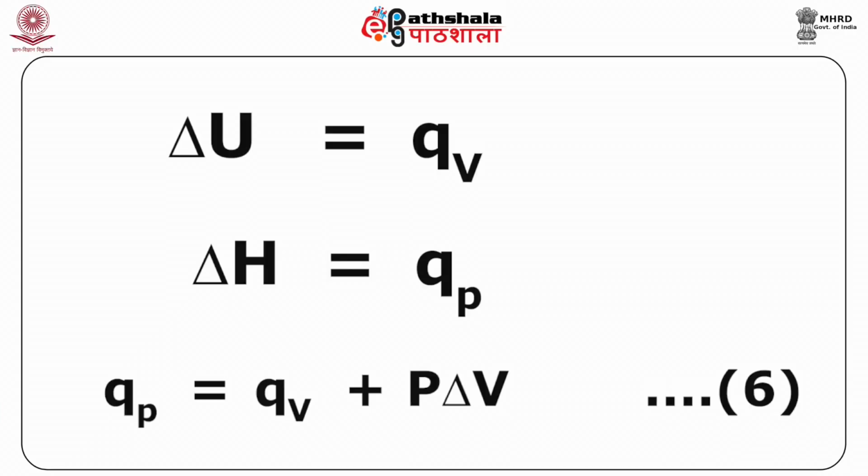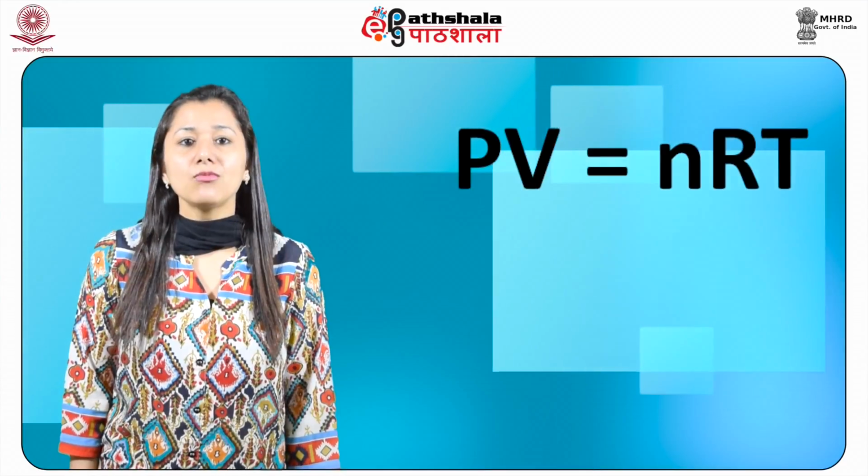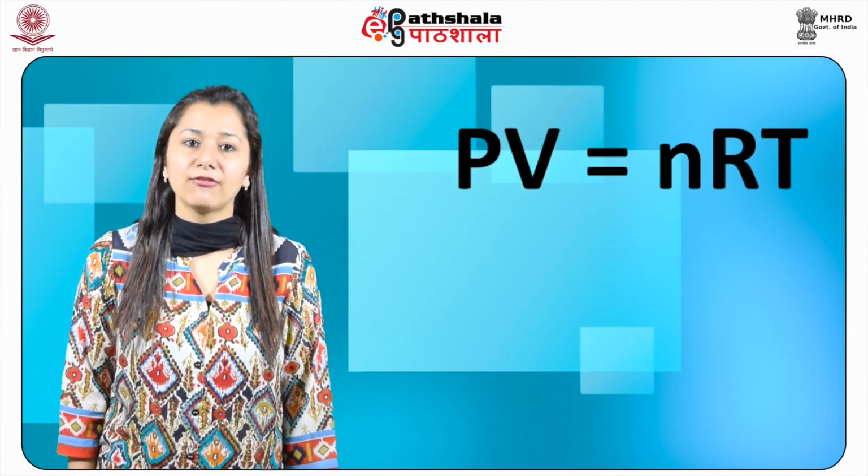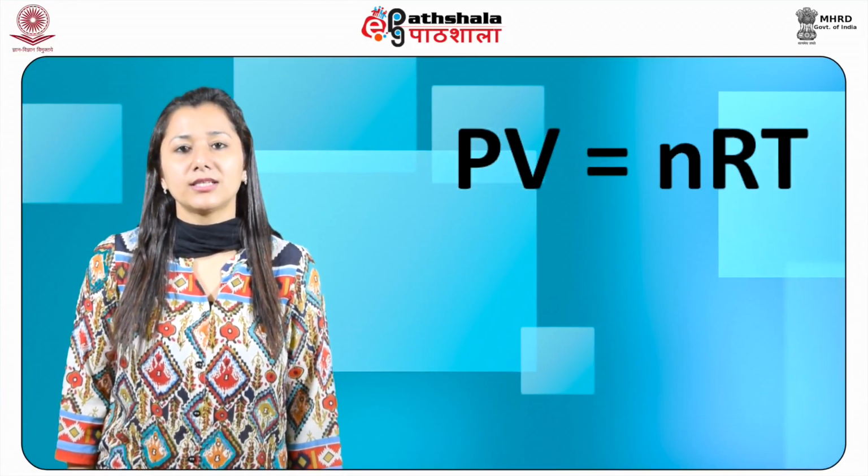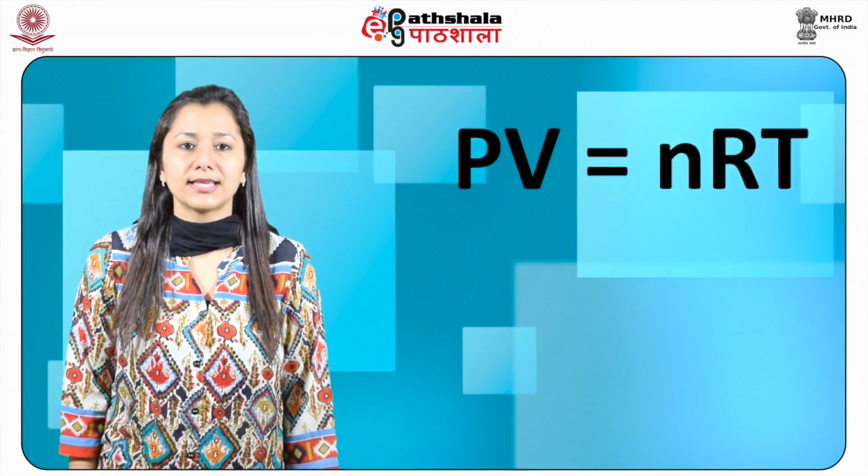Since QV equals delta U and QP equals delta H, therefore we can write equation 5 as QP equals QV plus P delta V. This is our equation 6. Now, writing the above equation in a simplified manner, for n moles of an ideal gas, we have PV equals nRT. This is our equation 7.